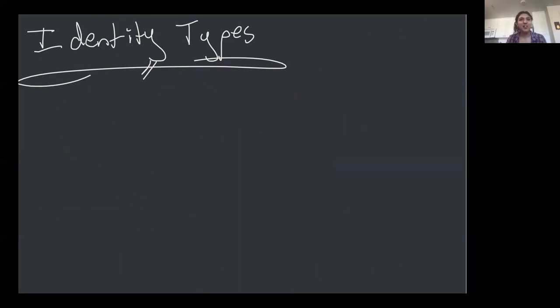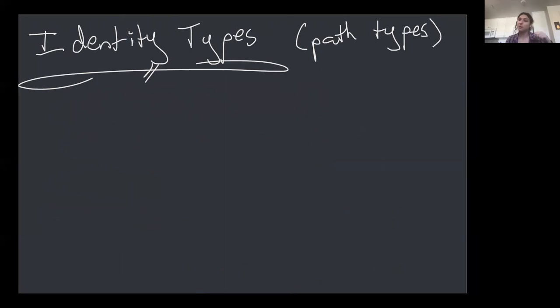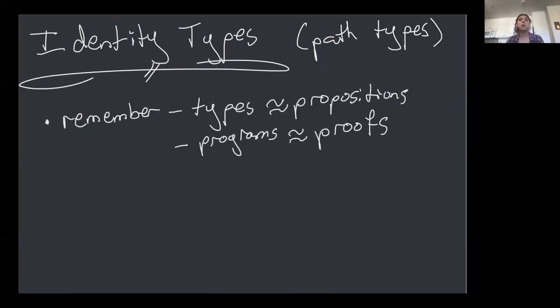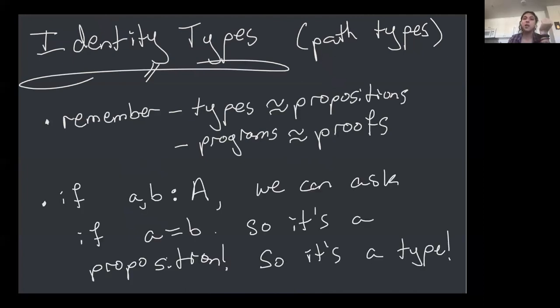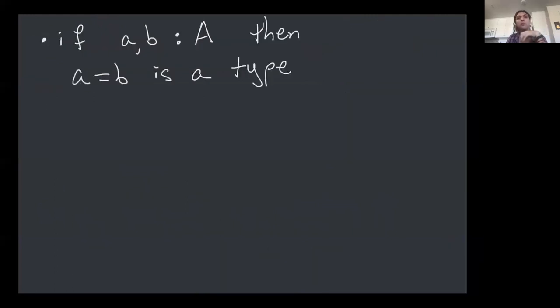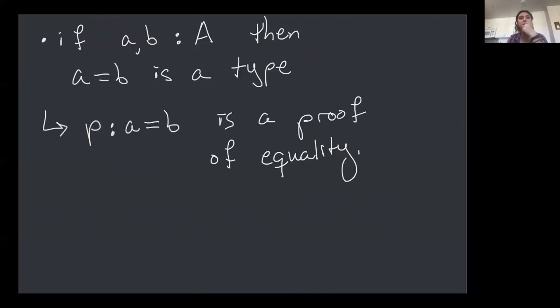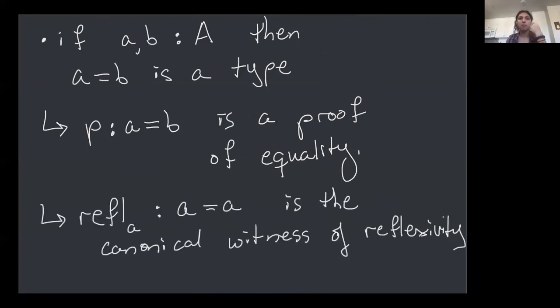So let's move on. Identity types. These are often called path types as well. So remember, we want to think of types as propositions and programs as proofs. So if a and b have type A, we can ask if a equals b. That's a question, that's a proposition. So it should be a type. So if a and b have type A, then a equals b is a type. And a proof p of type a equals b is a witness or a proof that these two points really are equal. And refl a is the canonical witness of reflexivity. So there's always a proof that a equals itself, called reflexivity.